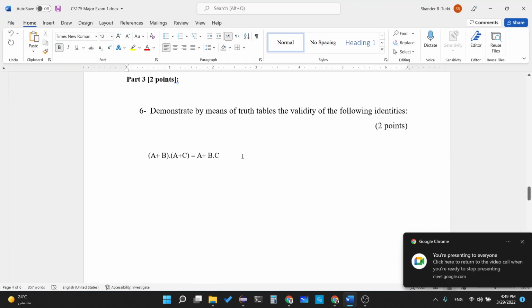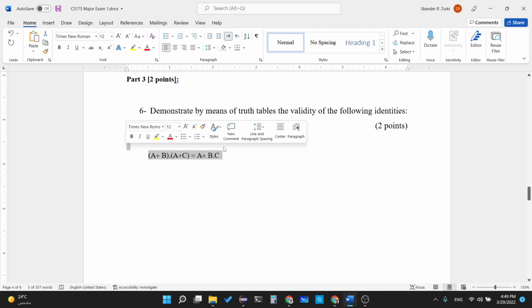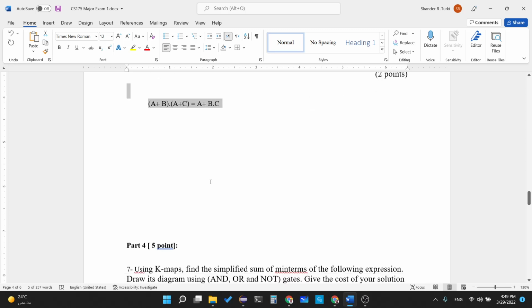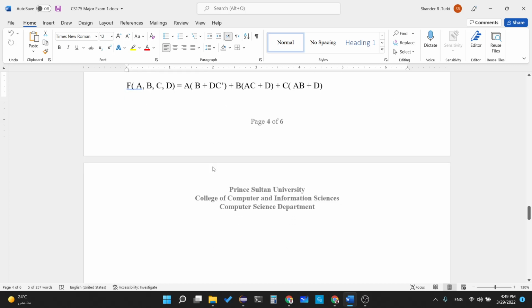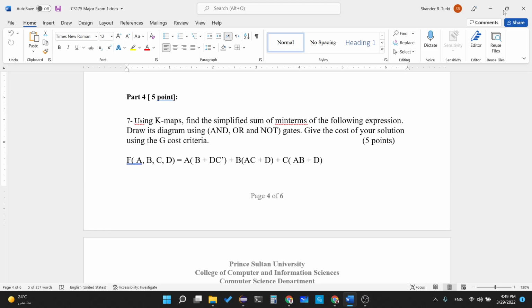Then this is saying demonstrate by means of truth tables the validity of the following identities. I think this is easy. Very easy. Okay, what about this one? Here it is saying using K-maps, find the simplified sum of minterms of the following expression. Draw its diagram using AND, OR and NOT gates. Give the cost of your solution using the G cost criteria. This one is easy but long, it's a little bit long but not very complex.